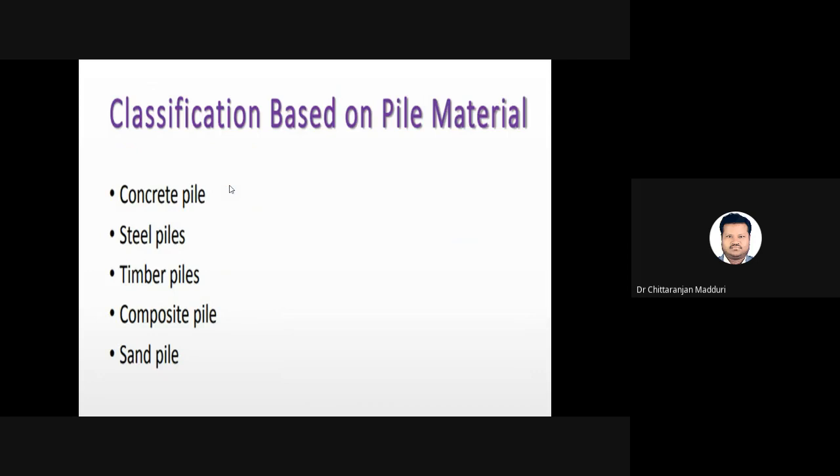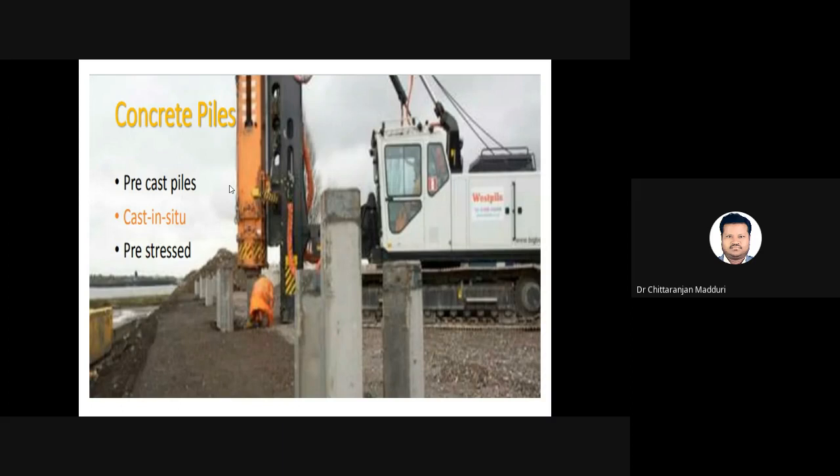So, classification of piles based on pile material. They may be classified as concrete piles, steel piles, timber piles, composite piles, and sand piles. Concrete piles are again divided into three types: precast piles, cast in situ, or pre-stressed. Precast means the pile is manufactured in factories and transferred to the site, then it is driven into the soil. They are known as precast piles.